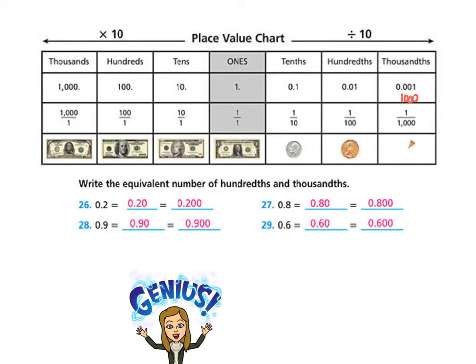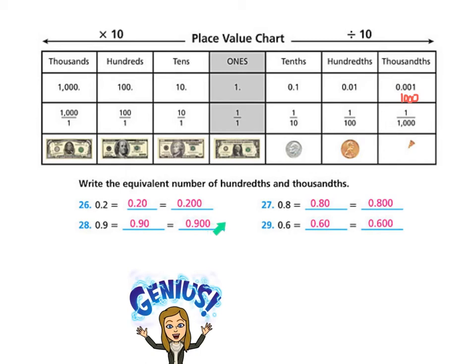Beautiful. The other thing I wanted to show you is that you can clearly see that 2 tenths is equal to 20 hundredths and 200 thousandths. Really, adding zeros to the right of decimals does not change its value. Just like 9 tenths is equal to 90 hundredths and 900 thousandths.